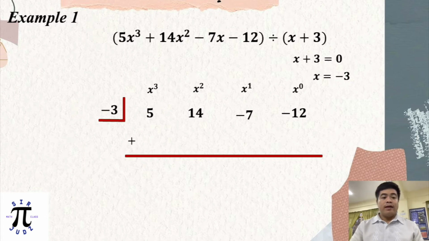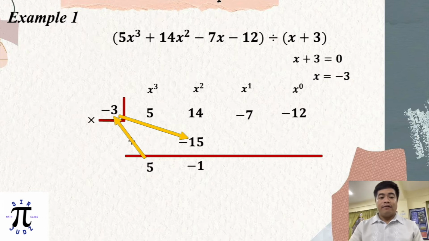So since wala kang i-add sa 5, just bring down 5. And after that, you're going to multiply 5 to negative 3. You're going to write the product of 5 times negative 3 under 14. So 5 times negative 3 is negative 15. And then you're going to add 14 and negative 15. So 14 plus negative 15, that's negative 1.